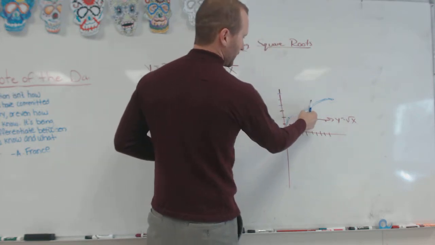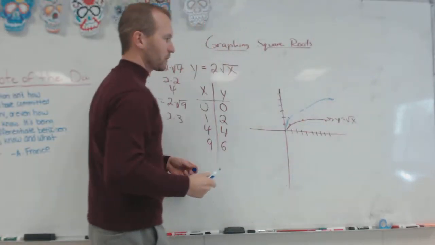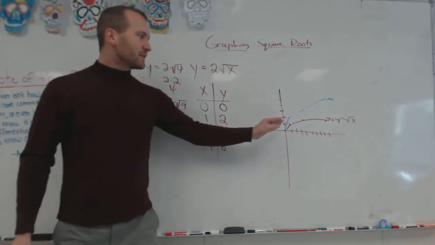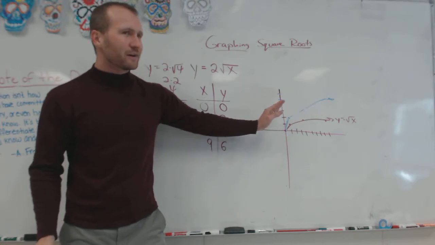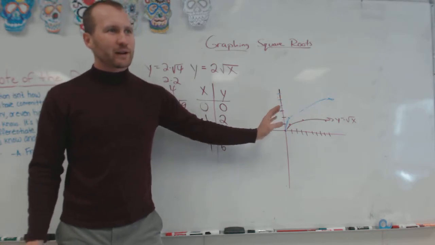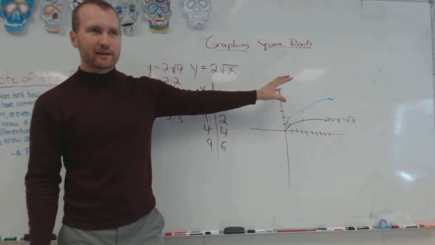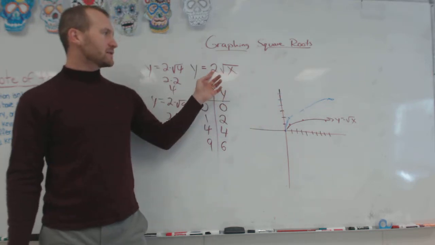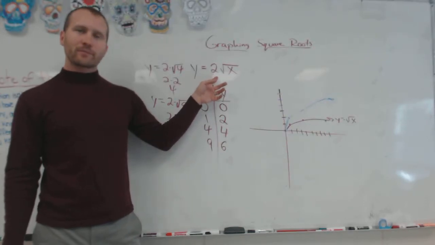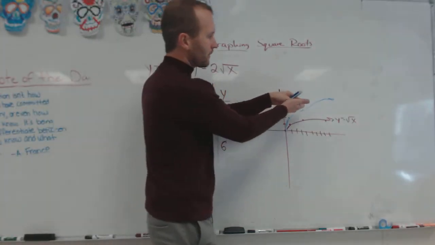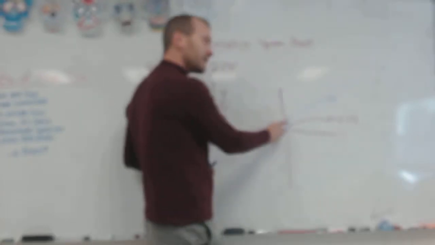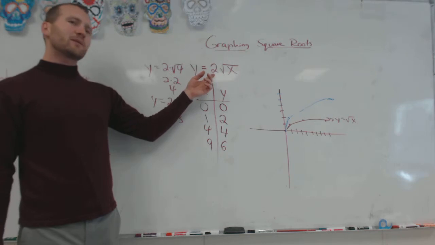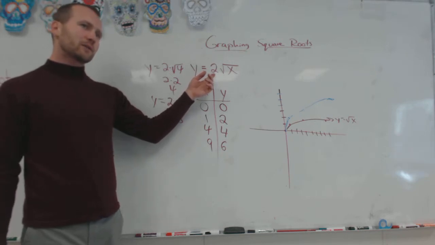I need a ruler that does square root curves. It'd be a good invention for math teachers. So it's the same basic shape if I had drawn it well enough, but it's twice as big. It's twice as tall because of this 2 out front. So it's getting bigger this way. Starts at the same place. So does this value change the domain or the range of the function?